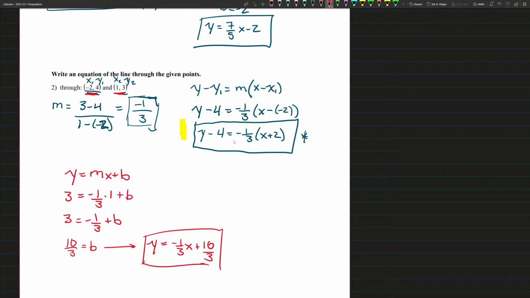Both red and blue are totally fine. Again, I think blue is a lot easier because you're just plugging stuff in and then leaving it. But it's up to you. If you feel really, really comfortable with slope intercept form, then do that. If you don't, I would use point slope form.